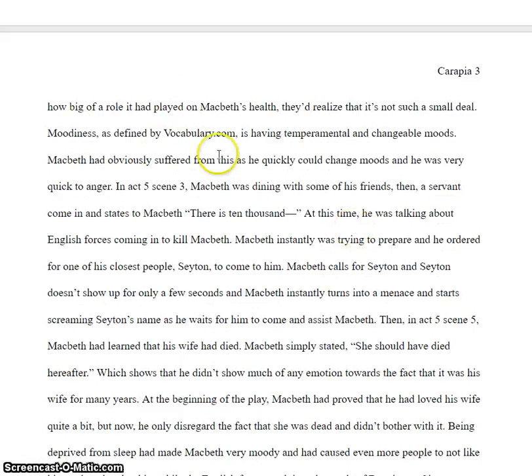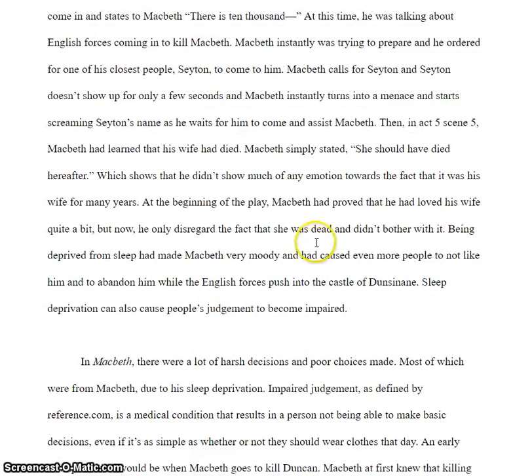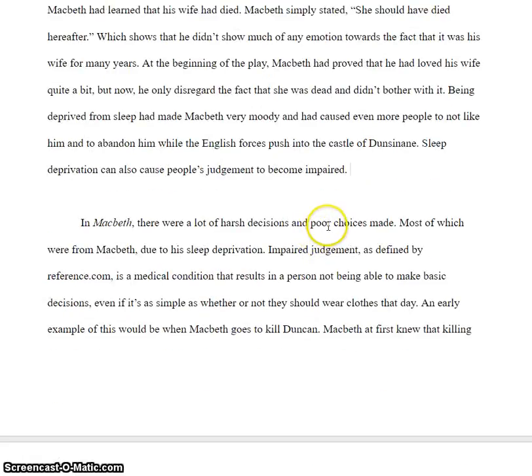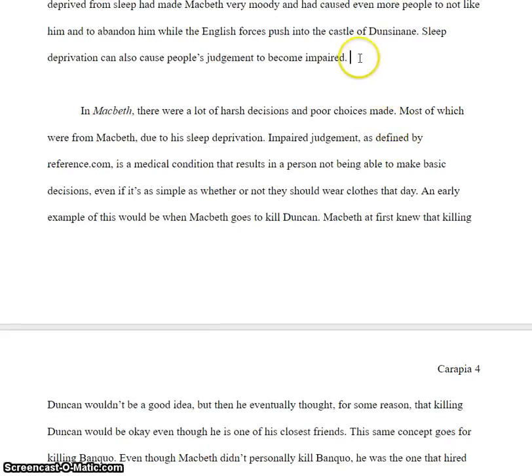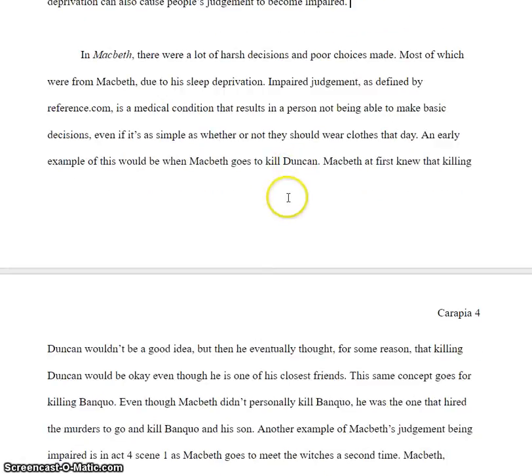But if you had a better source than vocabulary.com to talk about the actual medical reason, then maybe that would make a little bit more sense as to why that's moody. So definitely something you got to work on. And then, again, strong transition into the next paragraph.